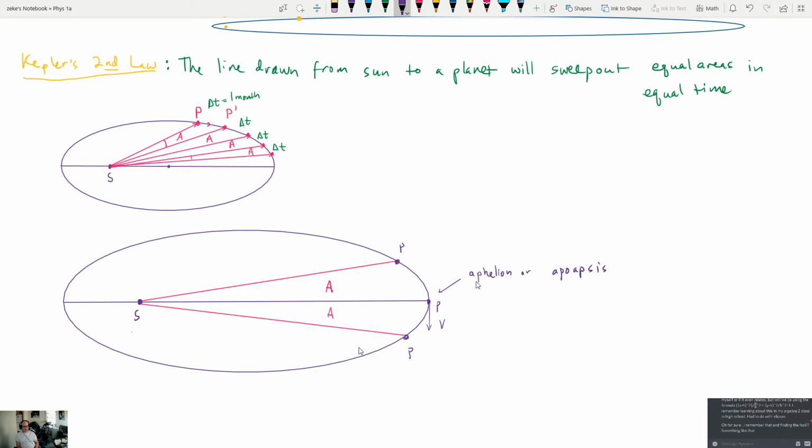Now, you've probably never heard these words before, unless you've taken an astronomy class, but you probably have heard the word apogee before, right? Has everyone heard the word apogee and perigee before? Apogee is the same thing for the Earth, okay? This point on the opposite side over here is called the Perihelion, or the Periapsis. For an orbit, these are the far point and the near point of the orbit, okay?